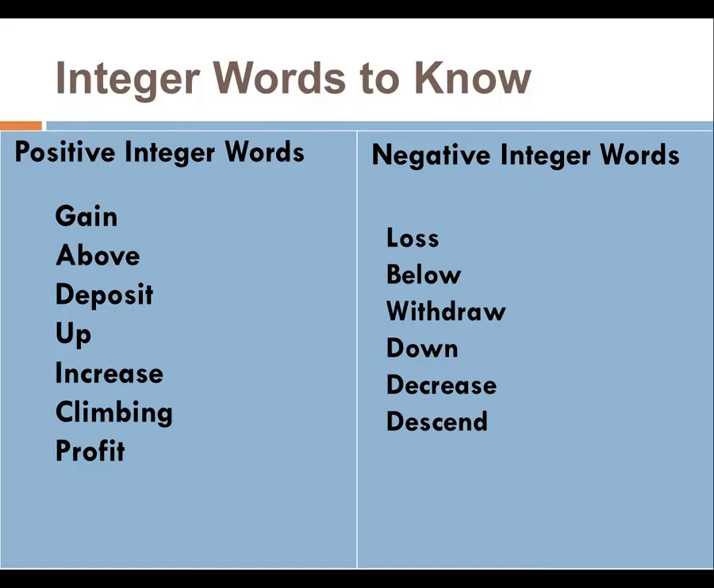Here are the integer words to know. This is going to be something in word problems that you're going to have to identify. So I need you to write these down in those boxes that you have in your notes. Por favor, escriben estos en sus notas. Positive integer words: gain, above, deposit, up, increase, climbing, profit. Negative integer words: loss, below, withdraw, down, decrease, descend.